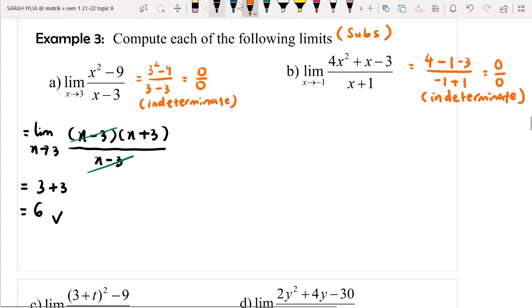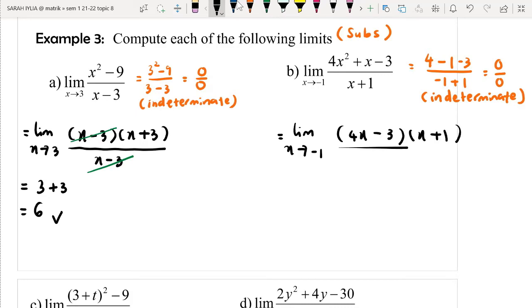So, to overcome this, since we have a quadratic equation, once again, try to factorize this out. So, we have limit of x approaches negative 1 of 4x minus 3, x plus 1, divided by the denominator part, same as before. Don't touch it. So, x plus 1. So, find the common factor that we can cancel out. Here, we have x plus 1. And then, try to substitute the limit once again. So, we have 4 times negative 1 minus 3. So, final answer, negative 7.